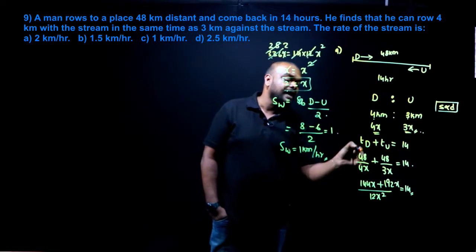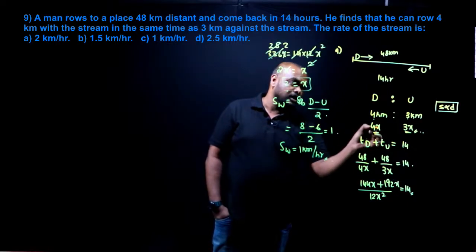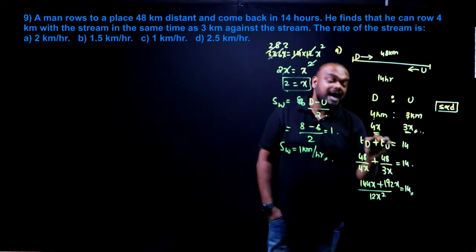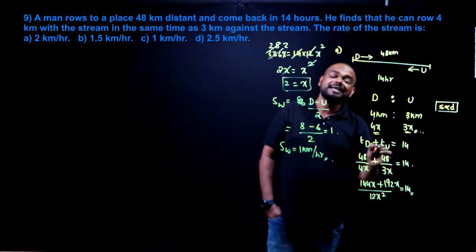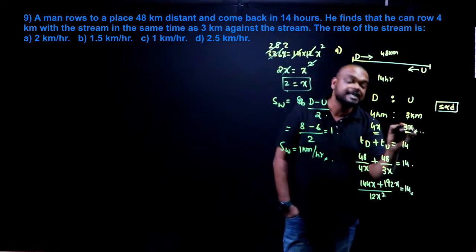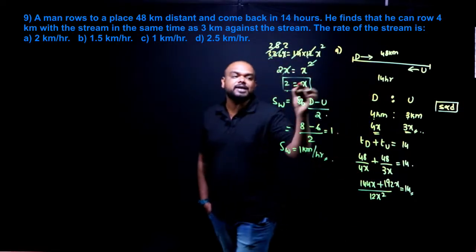Distance is 48 divided by speed, which is how much? 4x. Downstream speed, I took it as 4x. Likewise, time taken during upstream is distance by speed. Distance is the same, 48 kilometers divided by upstream speed, which is 3x. So altogether this is equal to 14. If I solve this entire equation, I'll get the x value as 2.